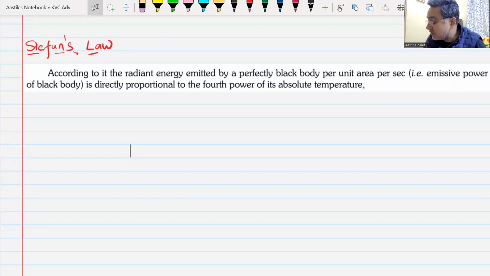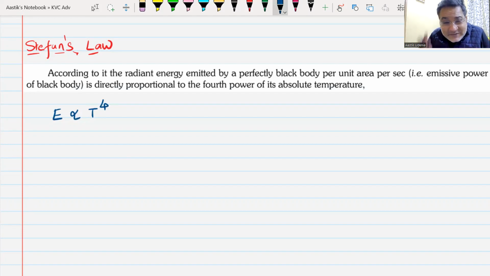this is what Stefan's law says. The radiant power or the radiant energy or the thermal radiation emitted by a perfectly black body, per unit area, per unit time, that is emissive power, is directly proportional to the fourth power of T. Emissive power of a black body per unit area, per unit time, is directly proportional to T raised to the power 4.